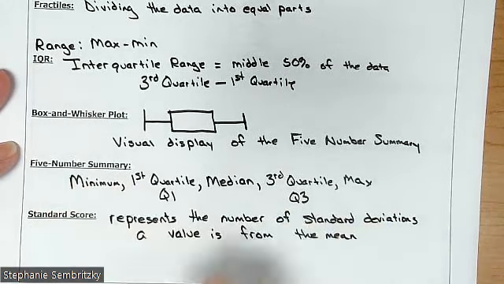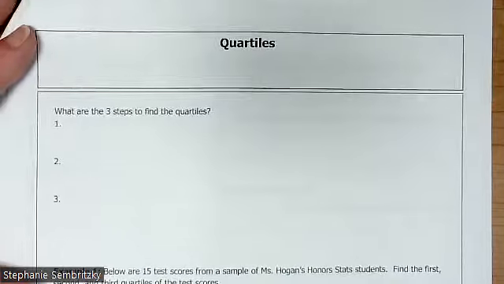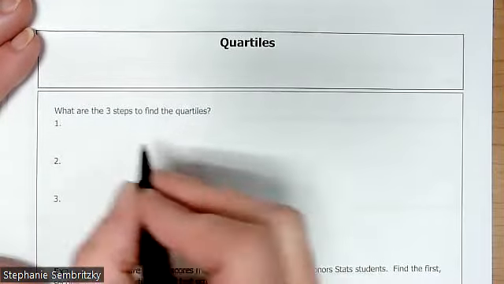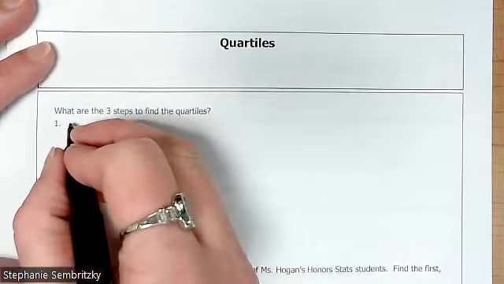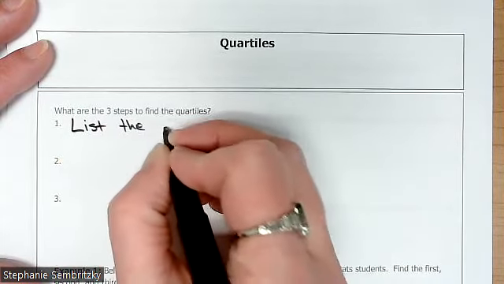We're going to deal with quartiles. Min, first quartile, median, third quartile, max. We're going to be using this 5-number summary a lot. So let's go ahead and jump into an example. We're going to talk about quartiles. So our first step to find quartiles is going to be to list the data in order.